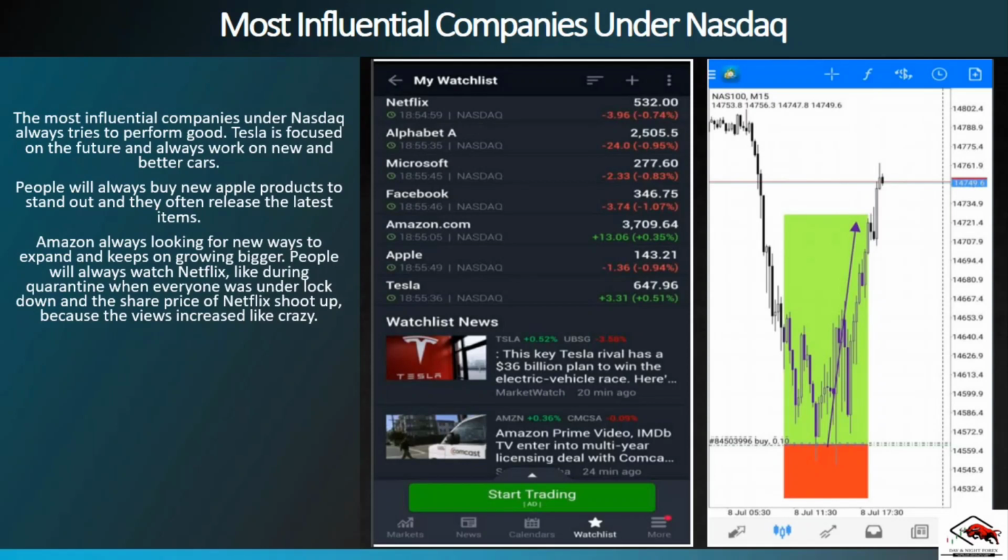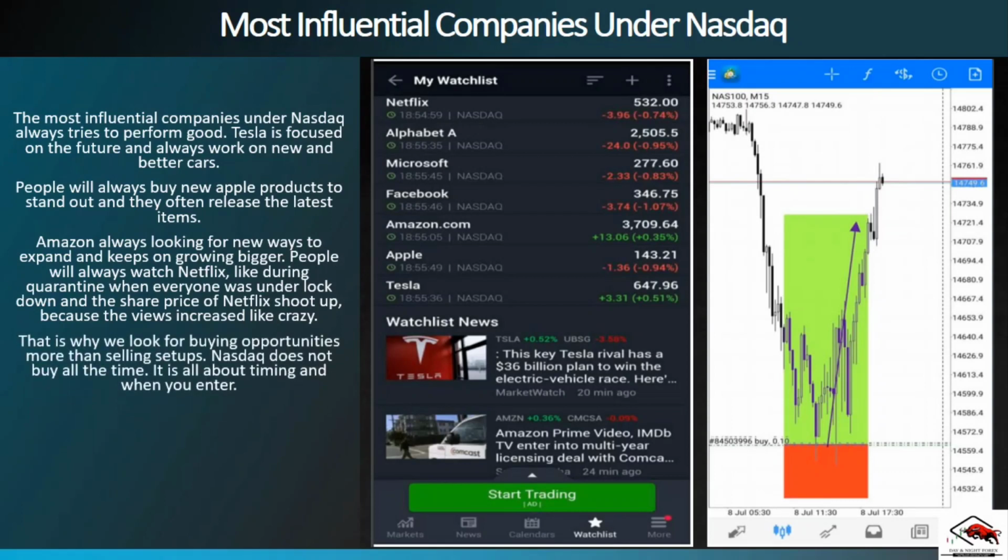It's something that people now have as a sort of necessity, something that people always need to have in their life. Like during the COVID quarantine, when everyone was under lockdown, basically everybody was making use of Netflix. And this had a positive impact on the Netflix share price, which went up like crazy due to the views that increased like crazy as well. Now, these examples are just a few of the 100-plus companies in the Nasdaq that have great influence.